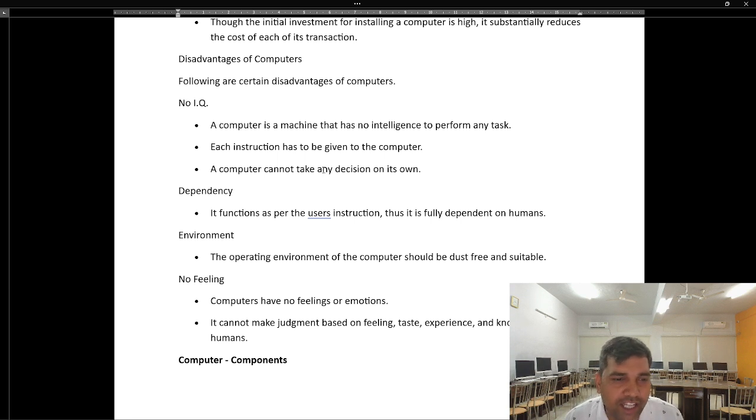In today's scenario, with the help of artificial intelligence and machine learning, we are training the machines. We are providing intelligence to the computer with the help of AI. So in the coming days, the computer will have IQ. Today, each instruction has to be given to the computer and it cannot take any decision on its own. But with the help of AI, the computer will take decisions on its own.